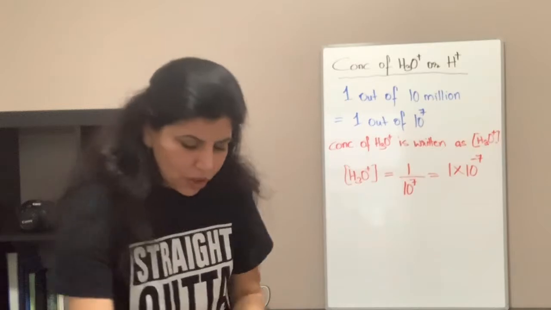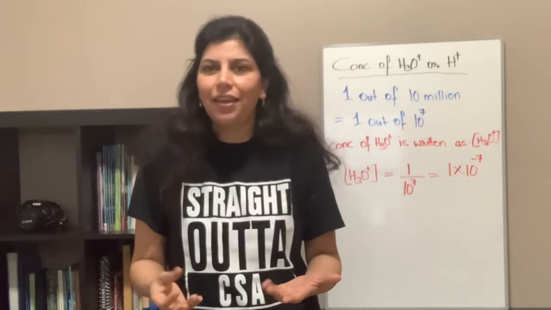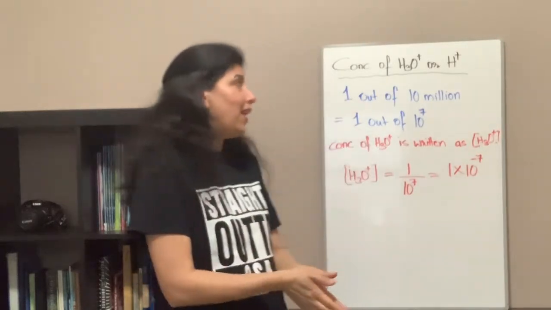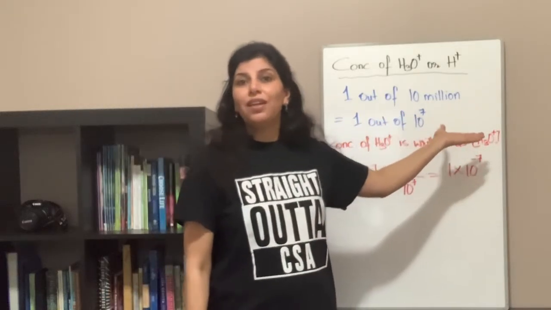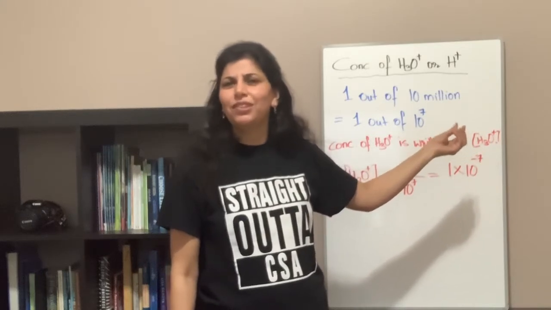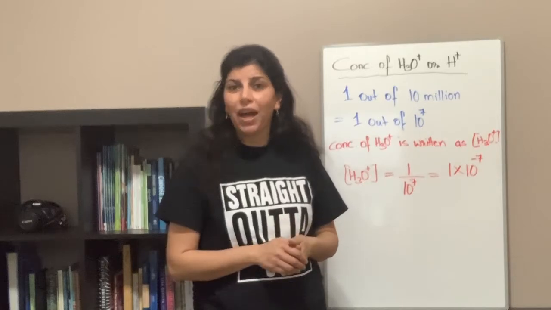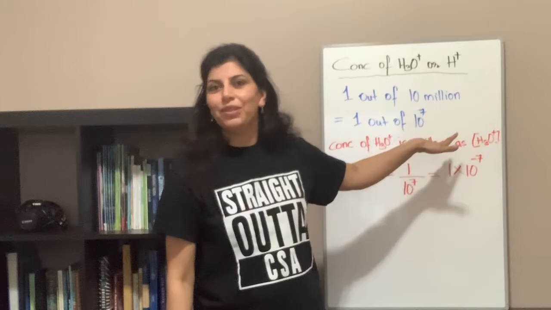All right. So if someone asks you to determine the concentration of these hydronium or hydrogen ions in pure water, you're going to realize that 1 out of 10 million water molecules are actually hydronium ions. So it's an extremely small number of water molecules that change into hydronium ions. So 1 out of 10 million means 1 out of 10 raised to the power 7, right?